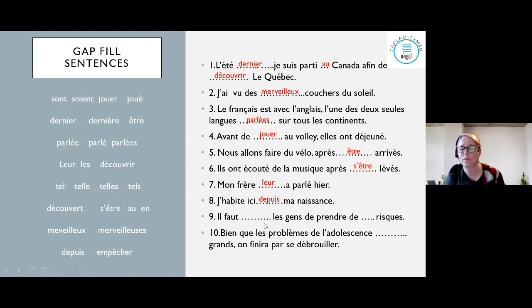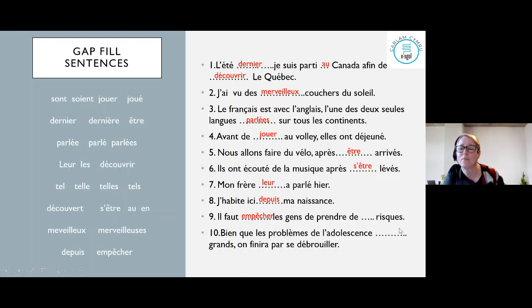So this one we said needs an infinitive. Il faut. Il faut what? What infinitive here makes sense? We've already had jouer. Être we've used. S'être we've also used. Empêcher is an infinitive here, isn't it? That's the other one. So we must, it's necessary to empêcher, prevent people de prendre de something risque.